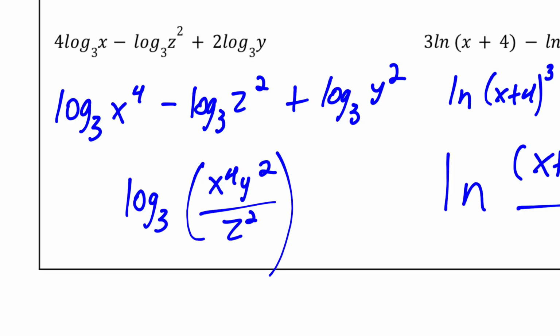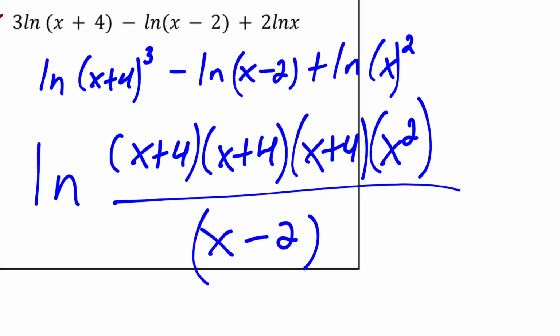So let's do the exponents first. I'm going to take these, the 4 up there and the 2 up there. And that shows up like this and like this. And then the addition ones go on top, x to the 4th and y squared as multiplication. And I'm going to divide by the subtraction ones. So I'm going to divide by z squared.